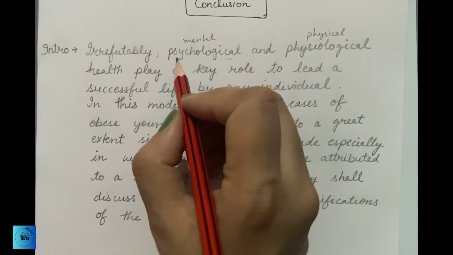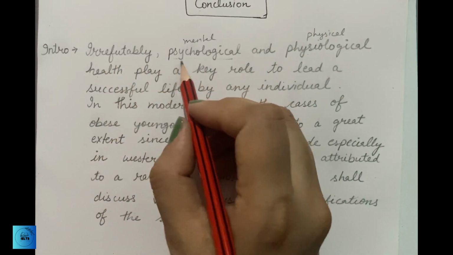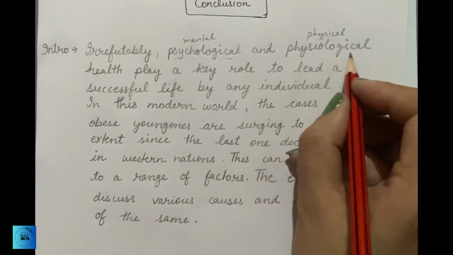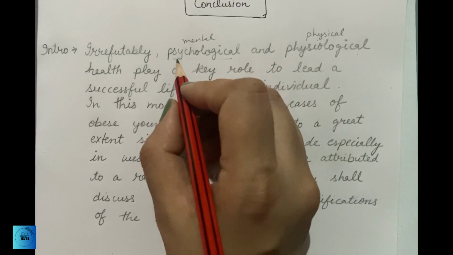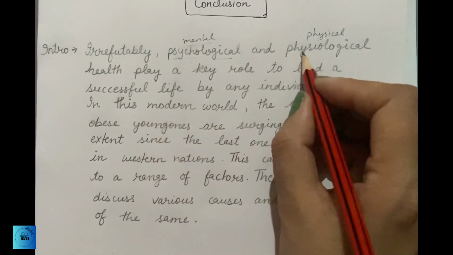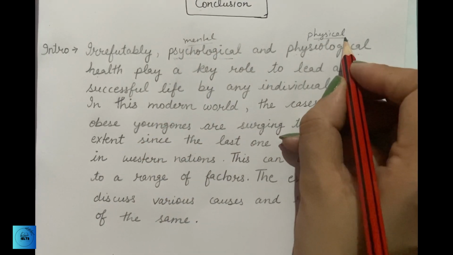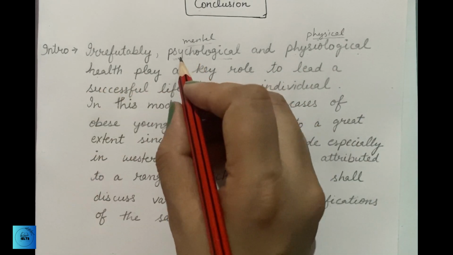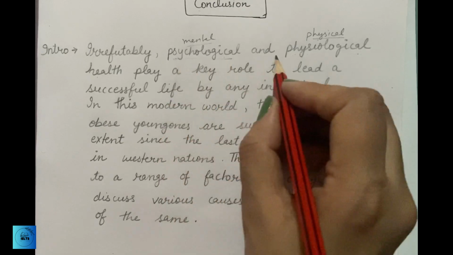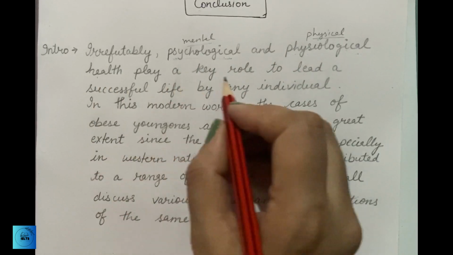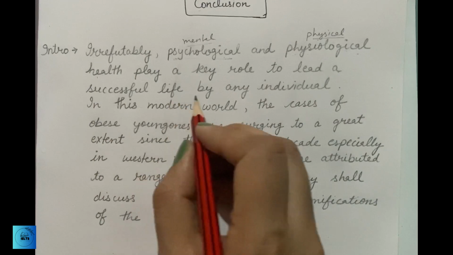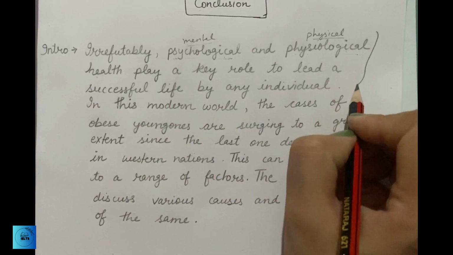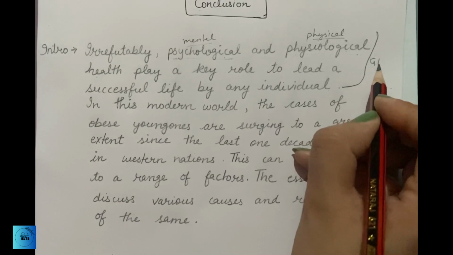Irrefutable, and then whatever I want to write about the general line. So irrefutably, psychological and physiological. Psychological is a good word, and physiological is a qualitative word. Psychological means mental, physiological means physical. So mental and physical health, instead I have used the words psychological and physiological health play a key role to lead a successful life by any individual. So up to here, this is my general line.